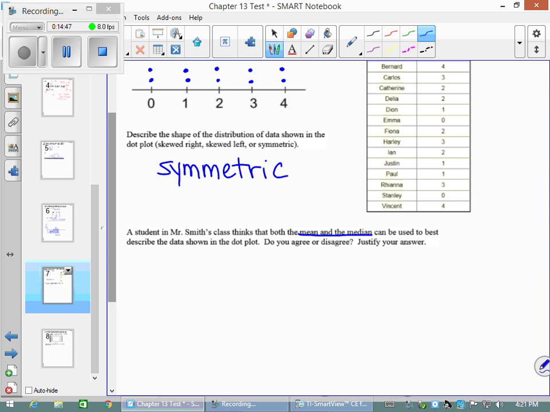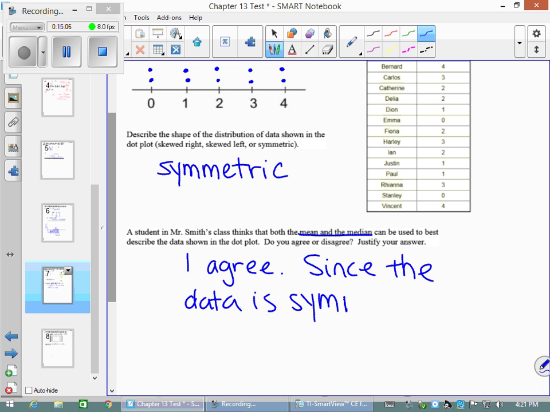So I would say I agree. And the reason is that since the data is symmetric, the mean is actually going to be equal to the median. So since the data is symmetric, the mean is equal to the median. And they would both be 2.